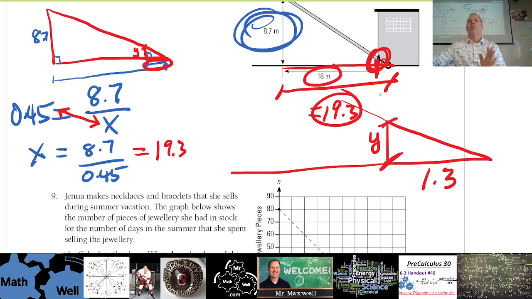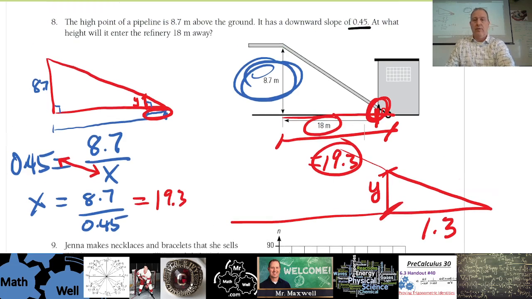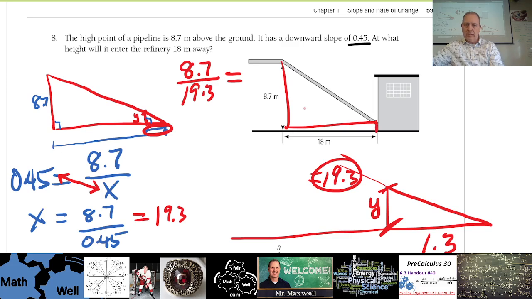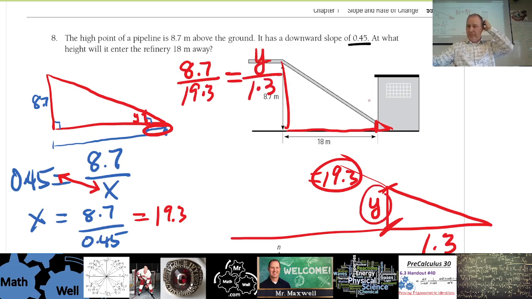So, one final step for this question. Okay? I need to make a ratio of rise over run. That's 8.7 divided by 19.3. This over this is going to equal the same as this little piece over this little piece, which is y, which I don't know what this height is, over 1.3. Okay, again, I'm looking for this little piece right here.